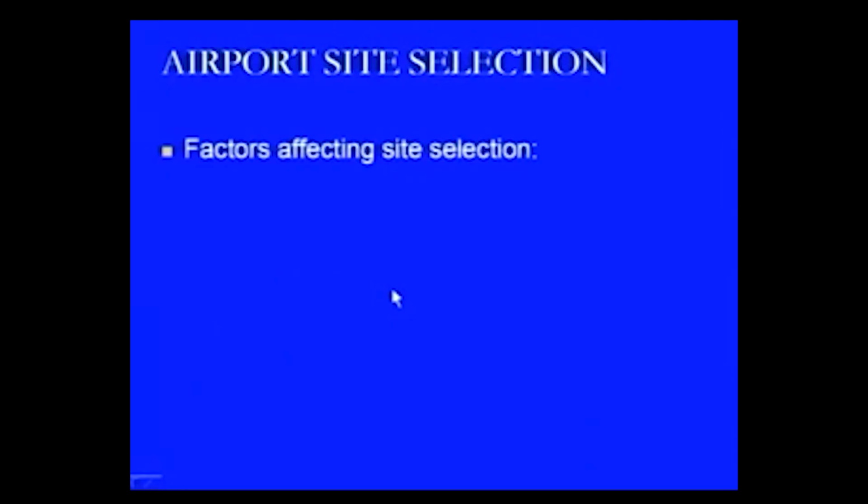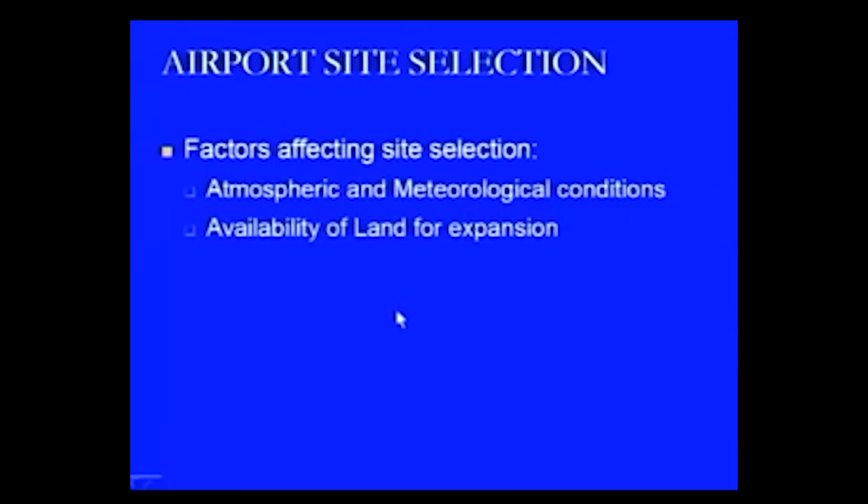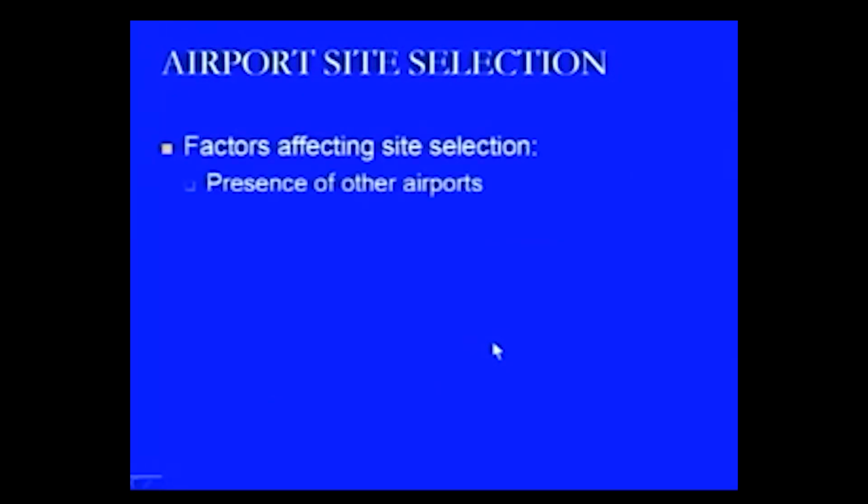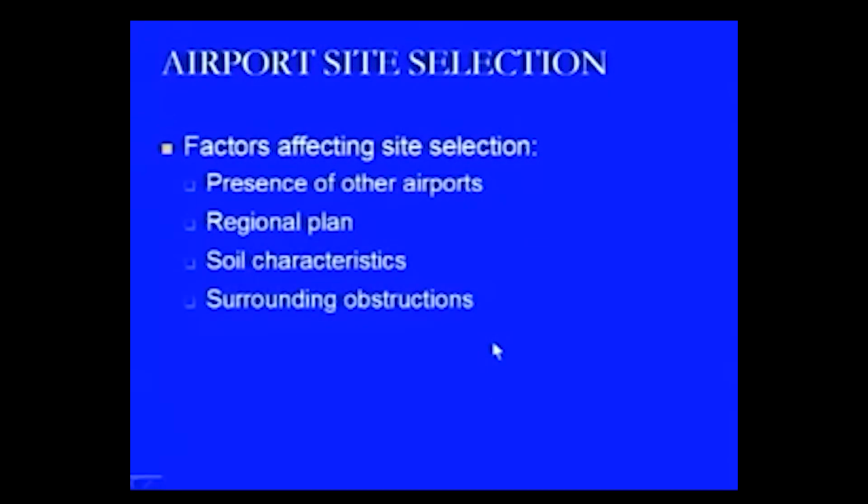Apart from these, there are different other factors which may have an effect on the selection of a site. These factors are atmospheric and meteorological conditions, availability of land for future expansion, availability of utilities, development of the surrounding area, economy of construction, ground accessibility, then the presence of other airports in the vicinity, regional plan, soil characteristics, surrounding obstructions, and use of the airport. We will be looking at all these factors one by one. We start with the atmospheric and the meteorological conditions.